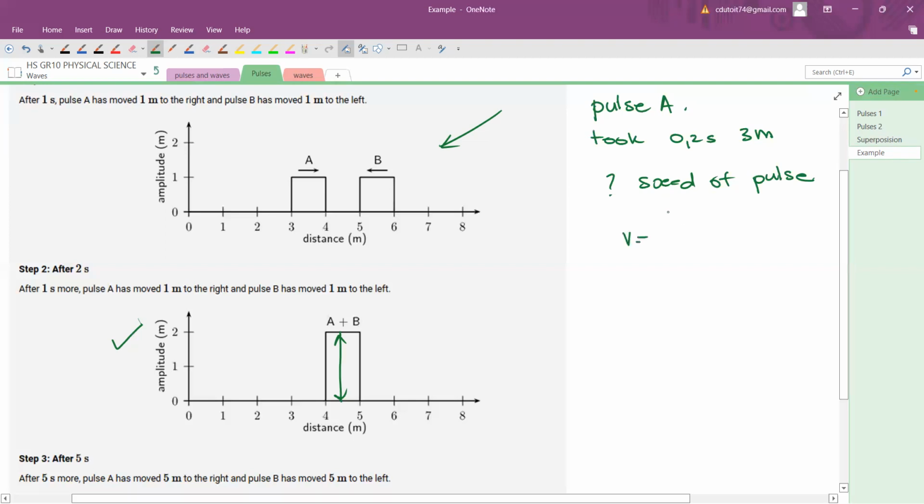V equals delta D over delta T. You don't have to use delta. Delta is just change in distance, but you can use distance over change in time. Right. What's the distance? 3 meters. What is the time? 0.2. So the velocity is what? Help me. Is it not 15? Quickly put that in a calculator.